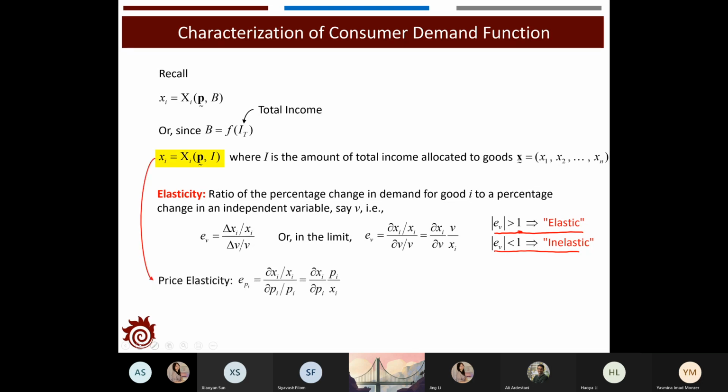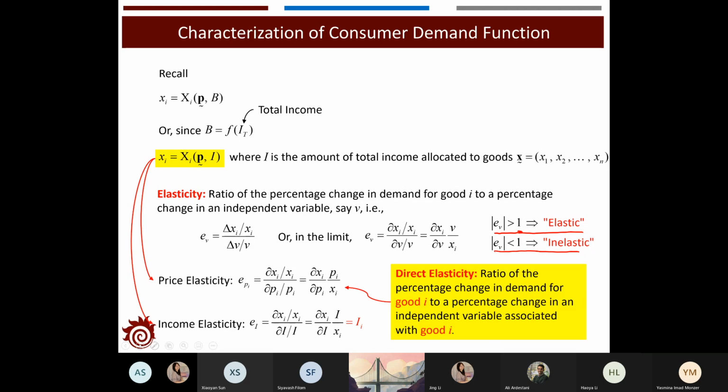So for the price elasticity, we will check the price of the product i, and if we check the price elasticity for the same product, then this is called the direct elasticity. And also we can check the income elasticity as we showed previously.